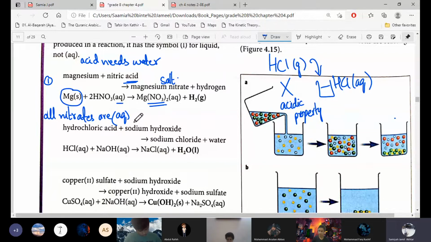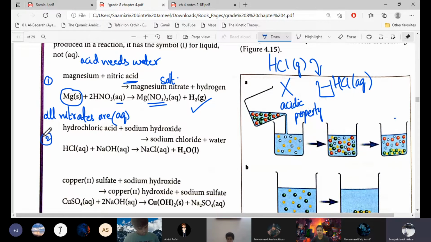So when they dissolve in water, they become aqueous. All the nitrates, whether it's potassium nitrate, sodium nitrate, magnesium nitrate, calcium nitrate, any nitrate, all the nitrates are soluble. So if any nitrate comes, you will write aqueous with it. And then hydrogen, obviously you know that hydrogen is a gas.